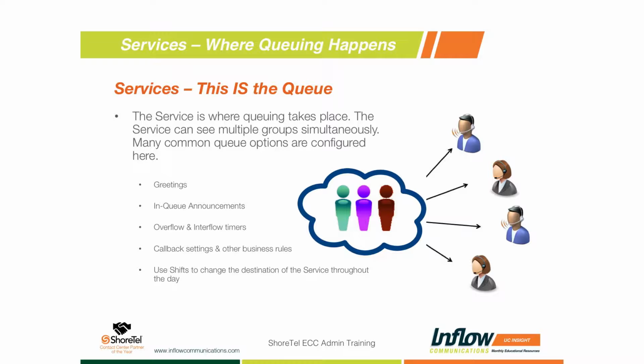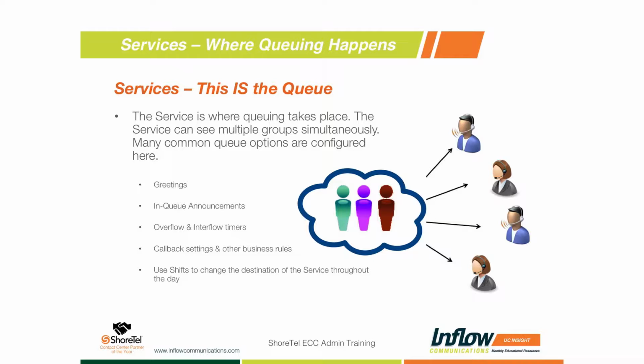However, with ECC, there's this process called a service. The service is actually the queue. So when you're looking at setting up the configuration, this is where all the queuing takes place. Now, what sets the service apart from just a general group queue is that the service can see multiple groups simultaneously. Most systems will go to group A.